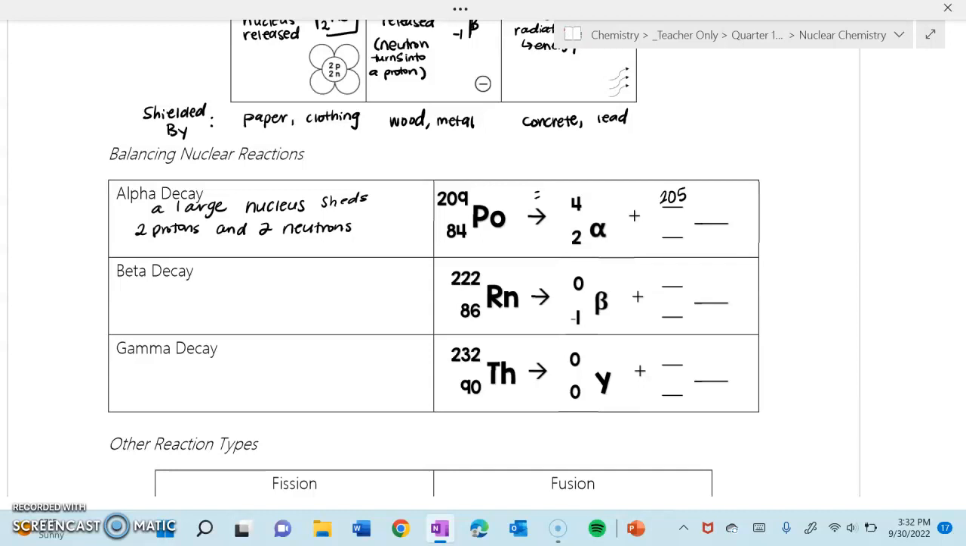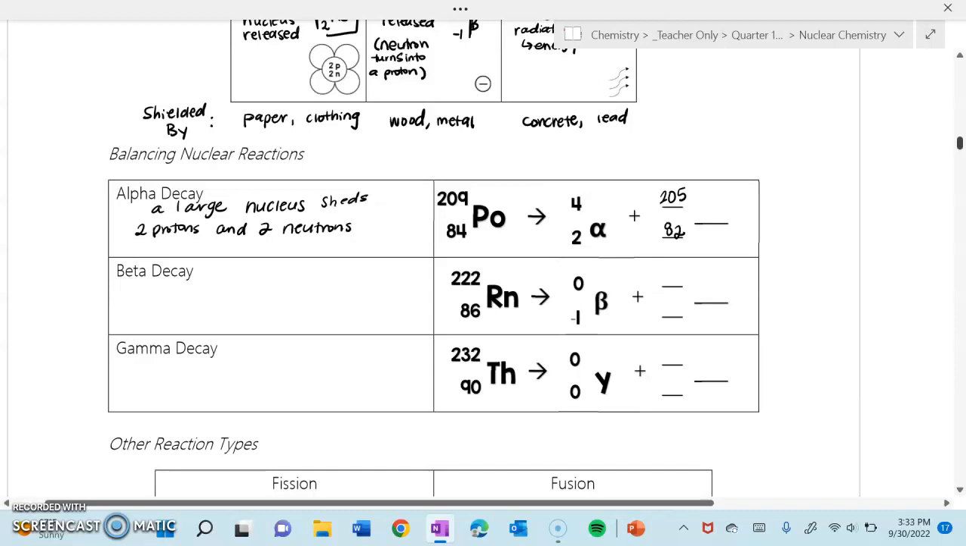Now for the bottom, we have 84 protons to start with. We're going to get rid of 2, meaning we have 82 left at the end. Again, check your math. 82 plus 2 is 84. Arrow is the equal sign for math. Then to find your element symbol, look on the periodic table for atomic number 82, and you will find lead. So our mystery element that was produced in this nuclear reaction is lead-205.